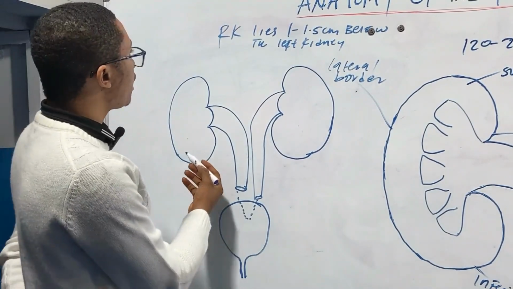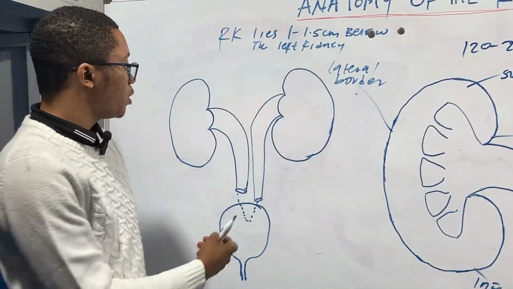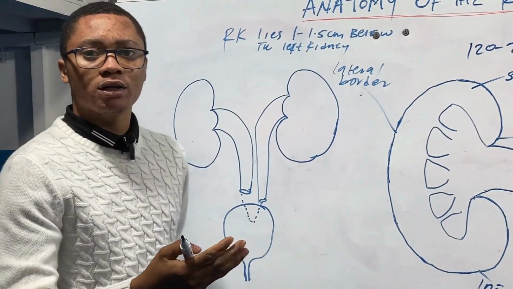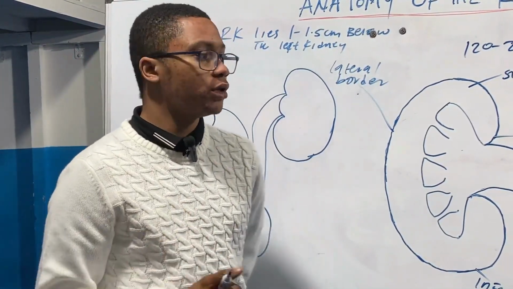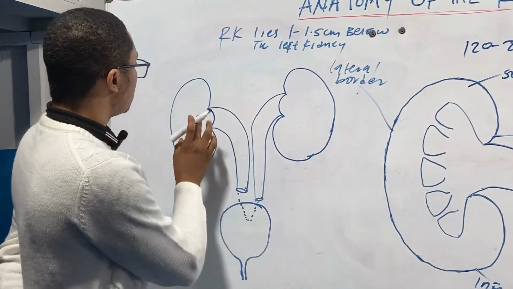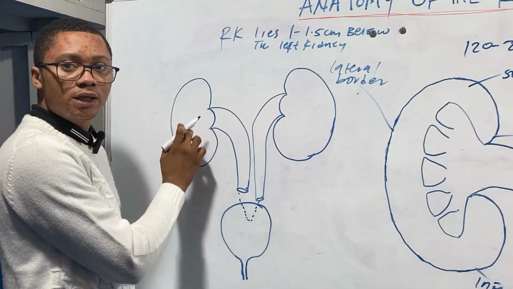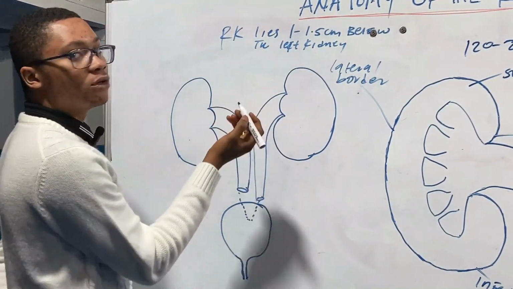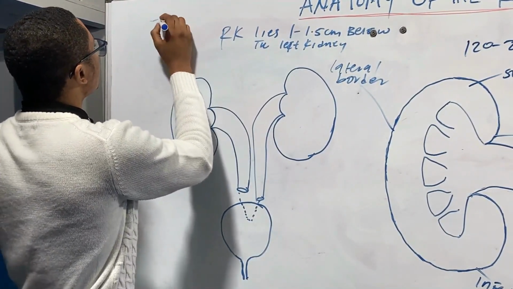So the right kidney lies about 1 to 1.5 cm below the left kidney. All right. So let's talk now about the skeletotopy behind, posteriorly. Since the right kidney lies a little bit lower, it lies on the vertebrae T.